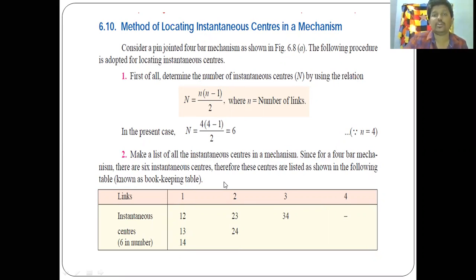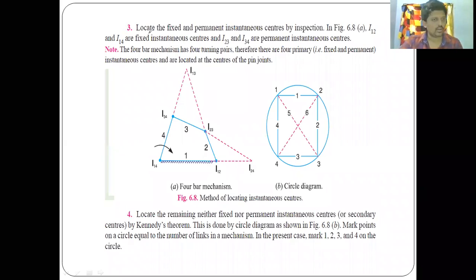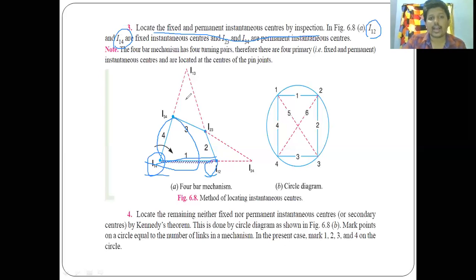And the third one is we should locate those instantaneous centers. We have 3 types of instantaneous centers: fixed, permanent, and neither fixed nor permanent. So first we should locate the fixed and permanent instantaneous centers. How? If you see in this figure, we have a 4-bar mechanism. So we have 6 instantaneous centers. In the table, I will just explain that. In this, I12 and I14 are fixed, because they are on the fixed link. I14 and I12 are fixed, and I23 and I34 are permanent. And these two are neither permanent nor fixed.